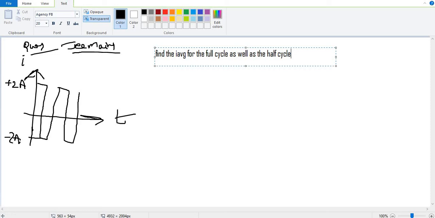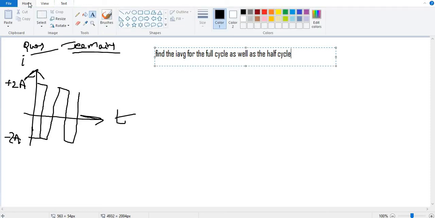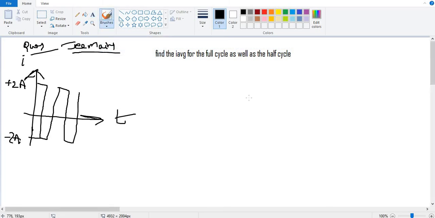So it has given as, I is equal to plus 2 ampere to minus 2 ampere, and you have to find the I average for the full cycle as well as the half cycle. So how to do this question? First I will go to the full cycle. So I average, that is nothing but the I. For full cycle you have to remember what is the full cycle for current. It will be from here to here, it should be right. This is the full cycle, from here to here it should be one cycle, correct.